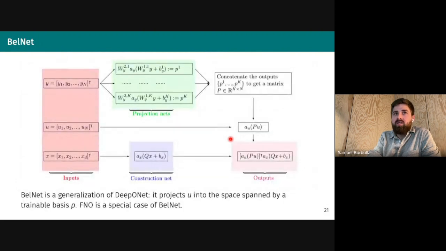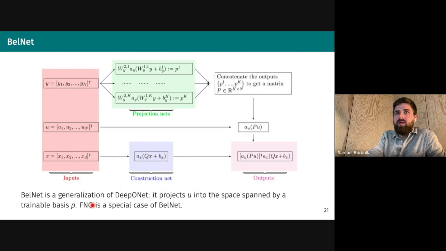I will skip this, but the general idea of Belnet is to also incorporate the positions where you evaluated your function u, and use this to construct a function space where you can project u into. And as you also include these functions, it becomes a discretization-invariant DeepONet. But the interesting thing is that Fourier neural operators are also a special case of this. So all things are linked together, kind of.